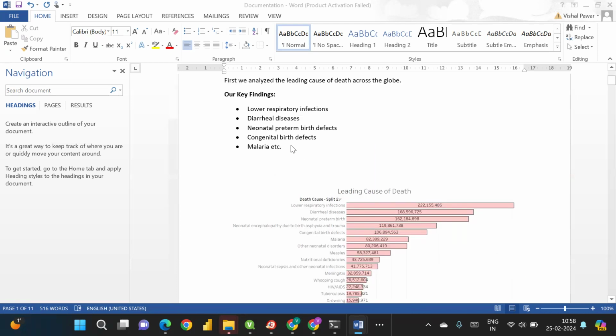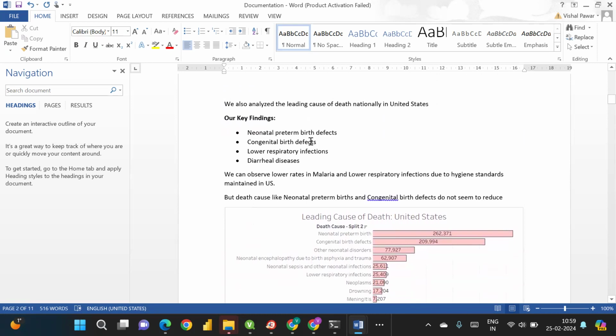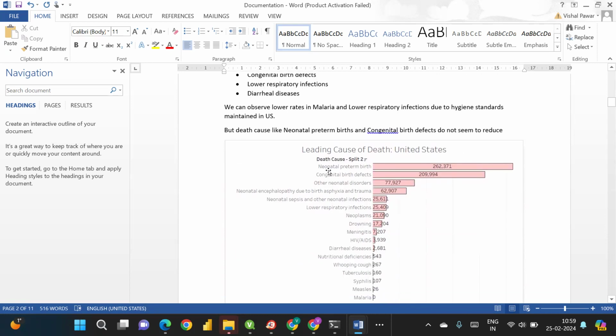We have marked down the points, and we are going to dive deeper into this. Now we have restricted our findings to the United States level, which is the national level, to identify the key reasons for infant deaths in our country. As per this bar plot, neonatal preterm births, congenital birth defects, and other neonatal disorders are the leading causes of deaths in infants, whereas lower respiratory infections, which were higher at the global level, are less.